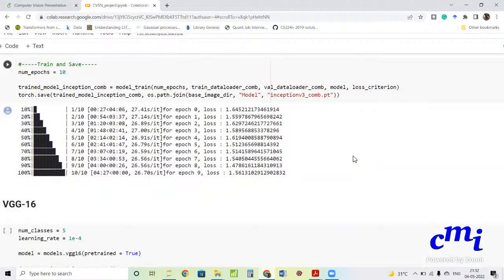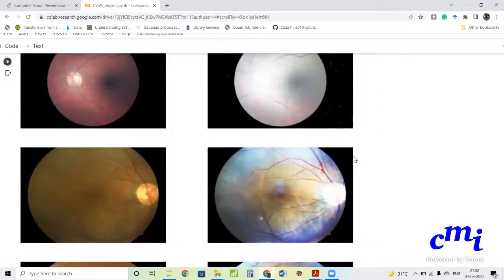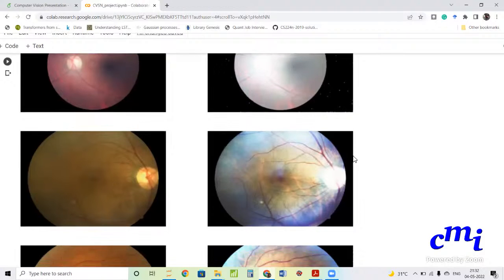Next we train them. I'd like to keep some of these images actually for my course. These are really good images. Sure, yeah, please go ahead.